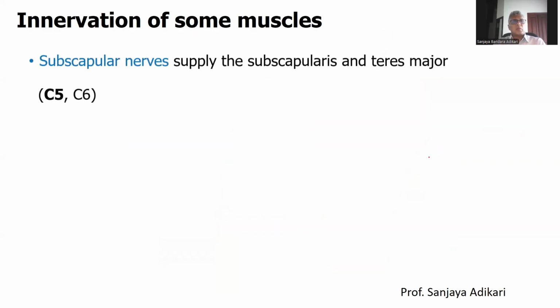Then a few things about innervation of some of these muscles that I mentioned here. There are three nerves actually, called subscapular nerves. I'll come back to this when I do the posterior cord of the brachial plexus. So you have upper subscapular and lower subscapular nerves supplying subscapularis and teres major muscles respectively. The nerve carries C5 and C6, C5 mainly, C6 also there.